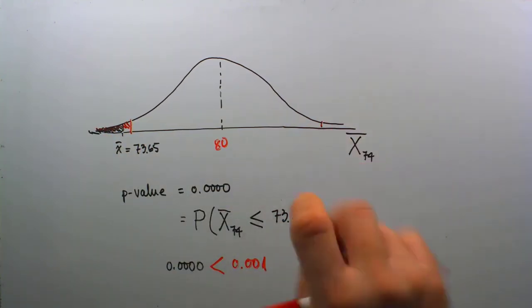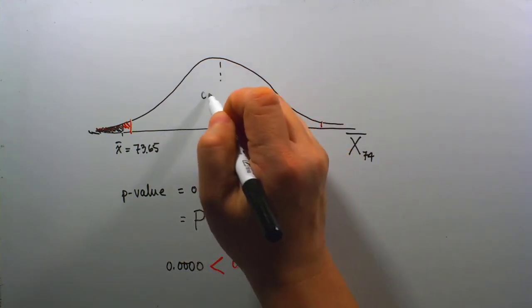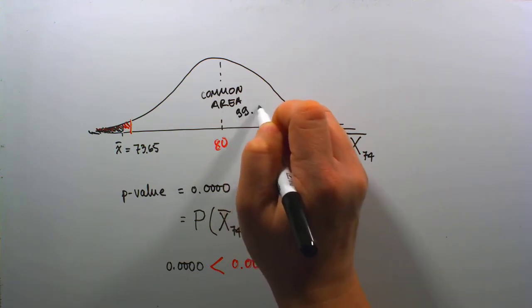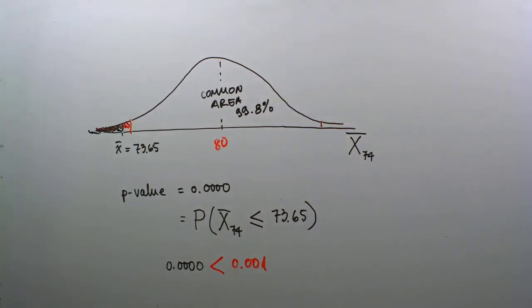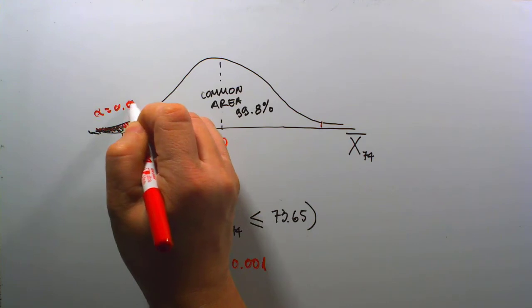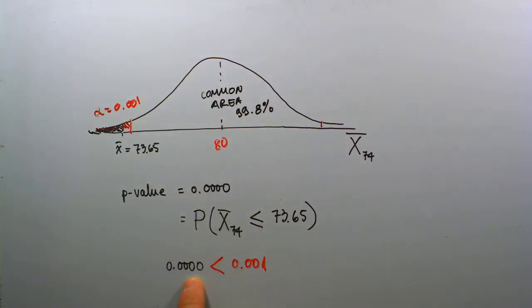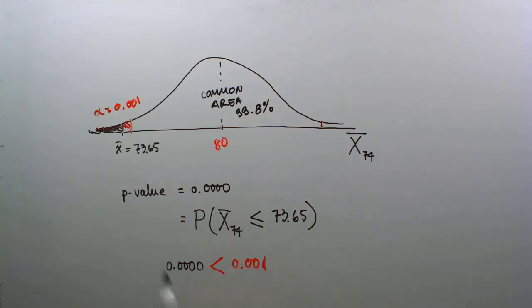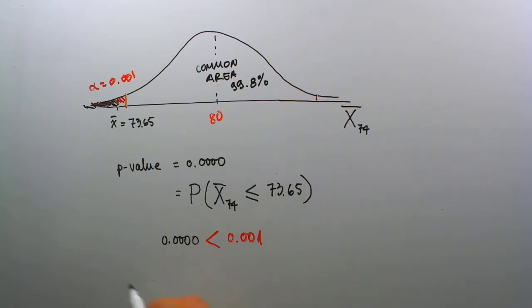So recall again that our common area in the problem is here, right around the center. That common area was calculated previously to be as large as 99.8%. And our significance level indicates that this red left tail area is only as small as 0.001. But now our p-value further shows that the black shaded area, shaded from where our sample is to the left hand side, is completely contained inside of the red area. And so, looking at that picture, it clearly shows that our sample mean value is among the unlikely values.